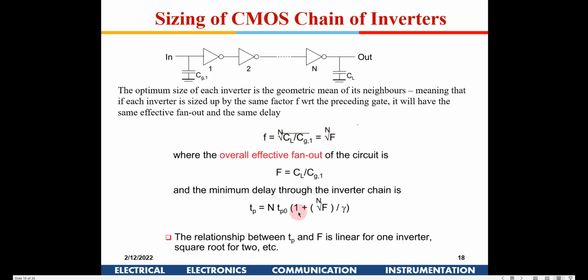So the delay of one stage will be given by tp0 into 1 plus root f by gamma from here. This small f is the constant f. Okay, now that is the delay for one particular stage. Then you multiply it with n to get the total delay. So this is the equation which we get out here. This is going to be the total delay.